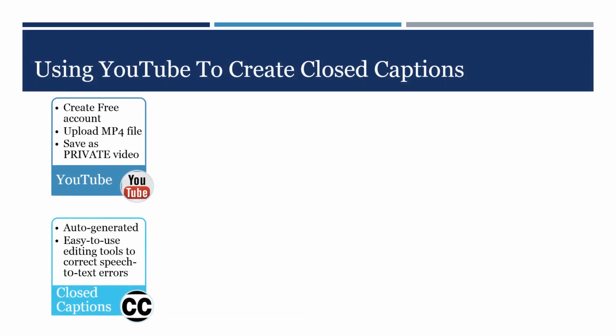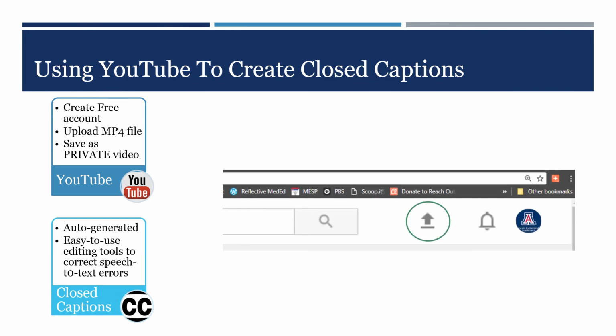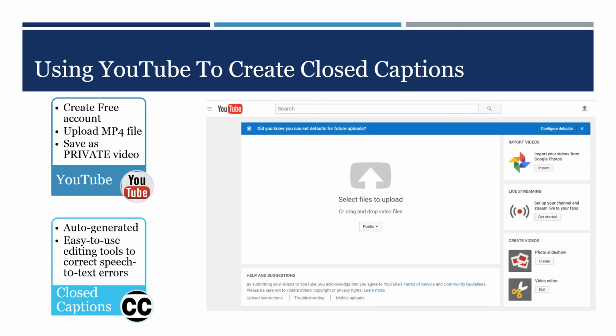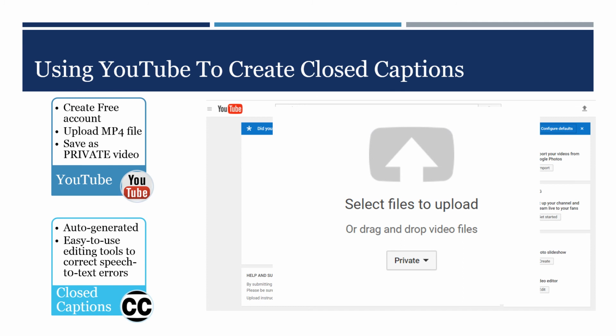You can create closed captions for your MP4 files that you create using PowerPoint. The way you do that for free is you create a YouTube account, then you upload the video, the MP4 file, to your YouTube account. You can save it as a private video, so it's not open to the public if you don't want your curricular materials open. And then after you save the file, you can indicate that you want closed captions, and they will be done in the language of the recording.